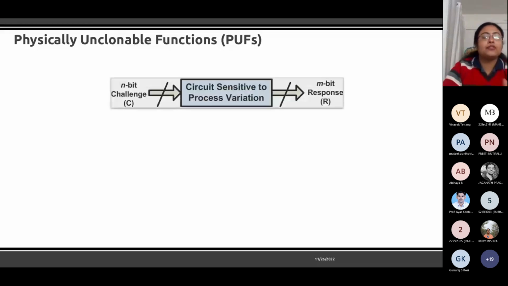So what is a PUF? A PUF is nothing but hardware. It can be a logic function, it can be a memory element. But the real beauty of a PUF is that when you give an n-bit challenge to the PUF, the response we get is sensitive to process variation and very unique to that particular device. What do I mean by that? Suppose I have an AND gate. It has a universal truth table: for 00, 01, 10 I will always get 0, and for 11 I will always get 1.